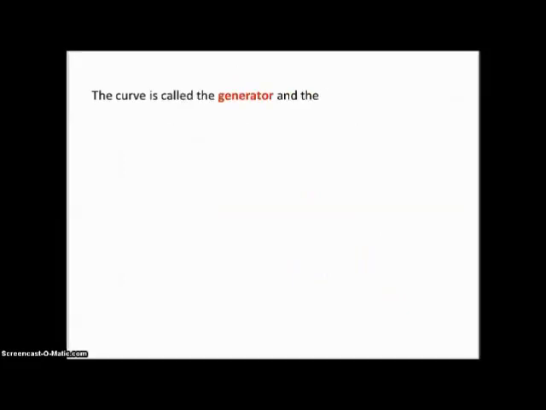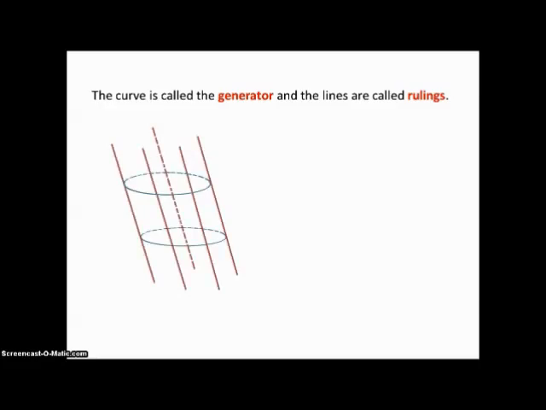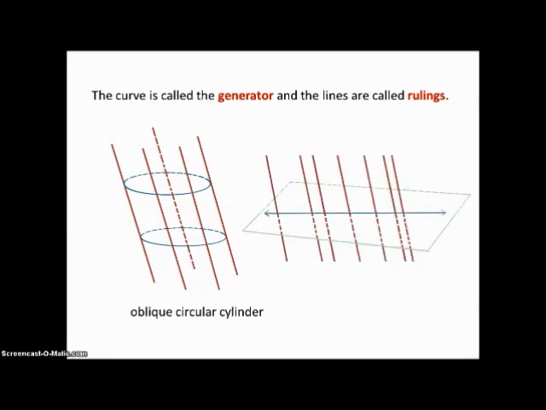The curve is called the generator, and the lines are called rulings. So here we have a circularly based cylinder, but the lines are not perpendicular to the plane. They don't have to be perpendicular. This is called an oblique circular cylinder. And in fact, even a plane is a cylinder of sorts, because you can use the blue line as the generator, and then the red lines, the rulings, form a plane that intersects the green plane that the line is in.